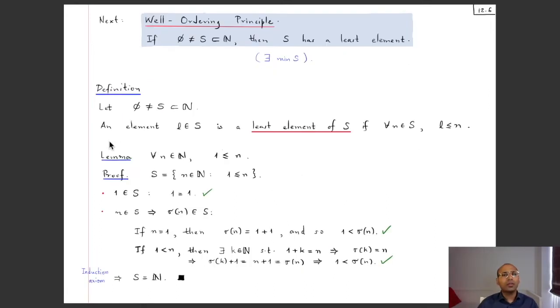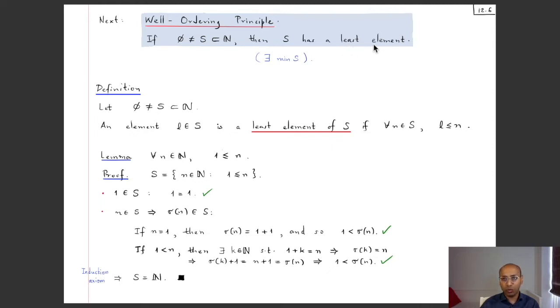Okay, so we have now seen the proof of the trichotomy law, and what we'll do next is to learn about the well ordering principle and prove it. So what does the well ordering principle say? It says that if you have a non-empty subset S of the set of natural numbers, then this S has a least element. In other words, the minimum of S exists.